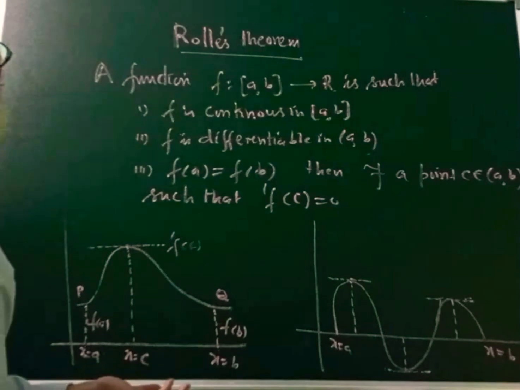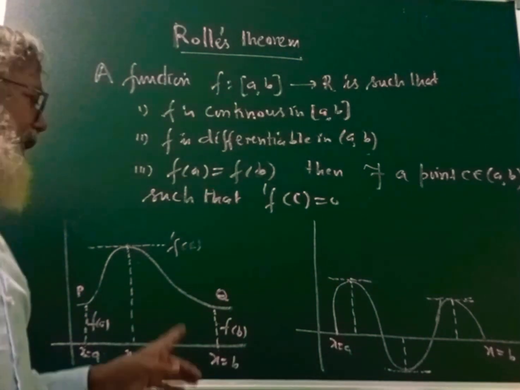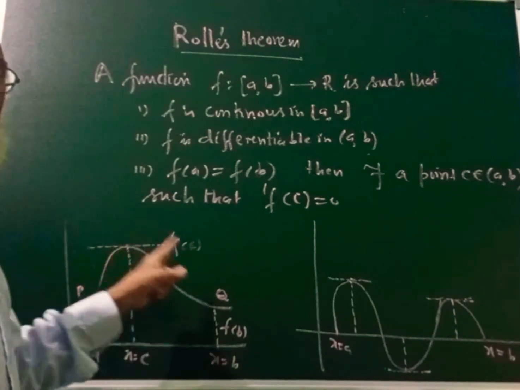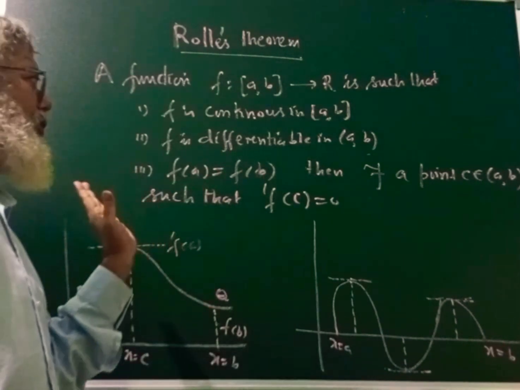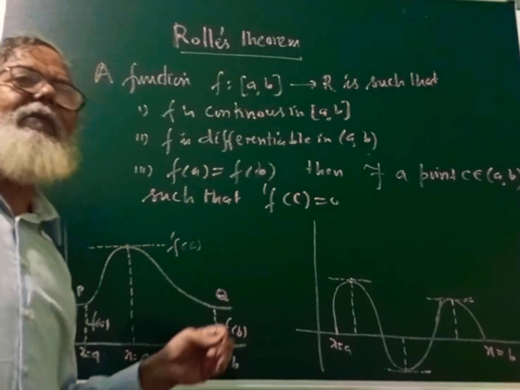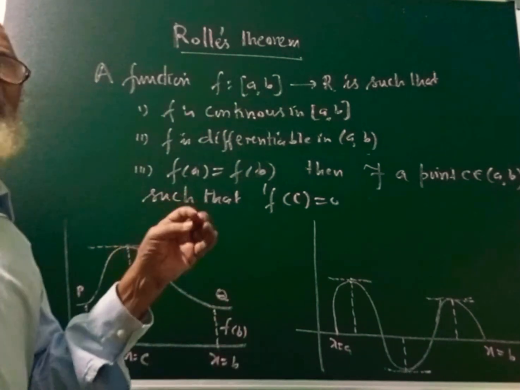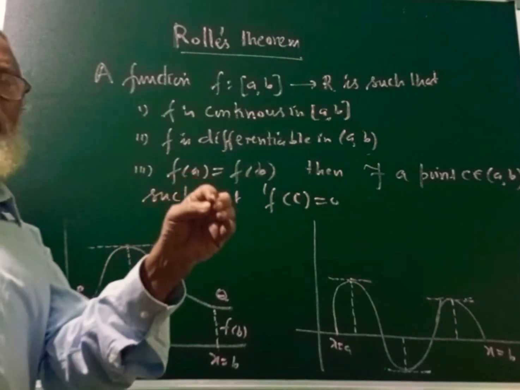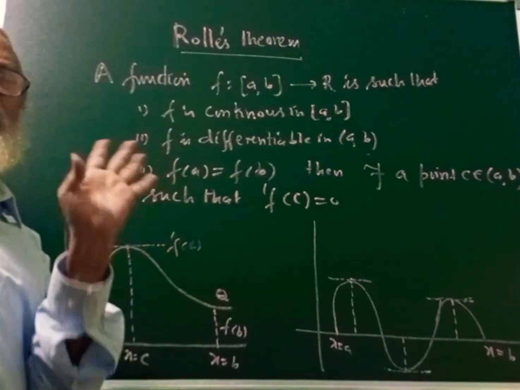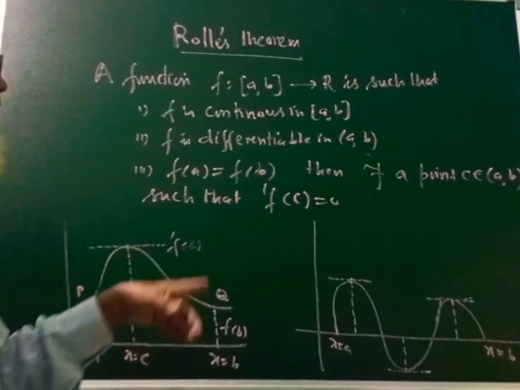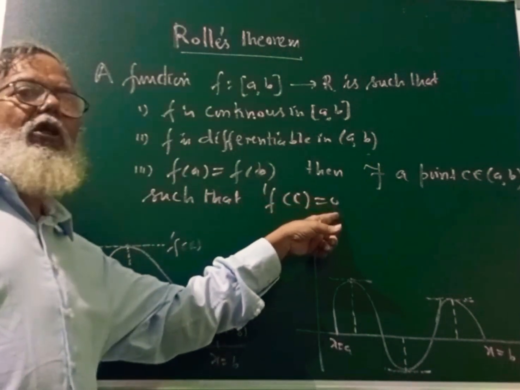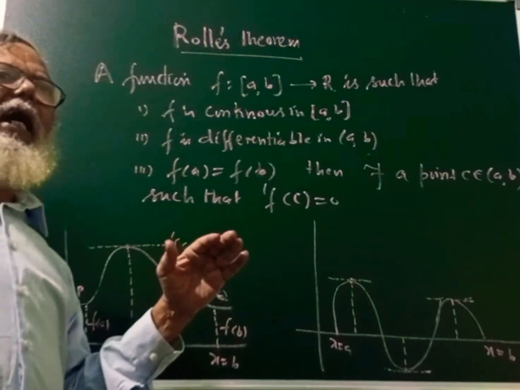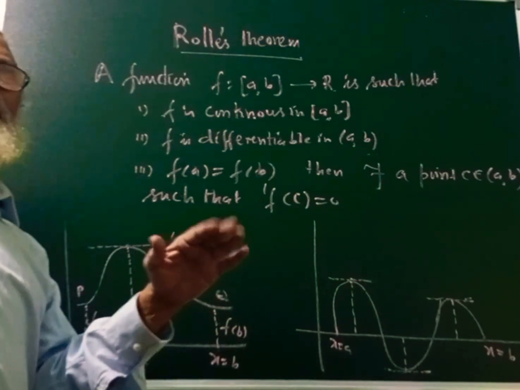Then what Rolle's theorem says is that there exists at least one point x equal to c such that f dash c is equal to 0. Again, what is the meaning of f dash c? f dash c means the slope of the tangent drawn to the curve f(x) at the point x equal to c. And when we say f dash c is equal to 0, we know the slope of the x-axis is 0, or any line parallel to the x-axis has slope 0.